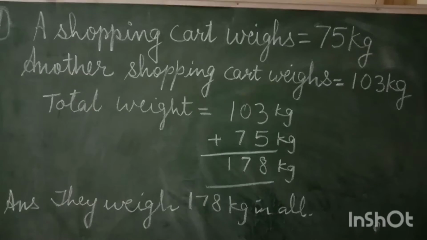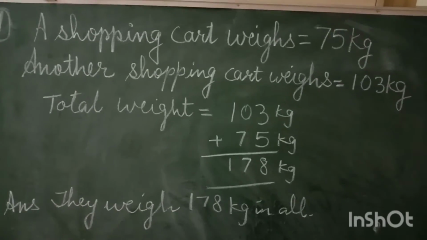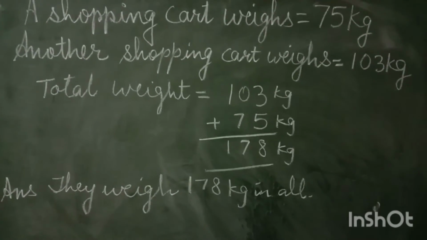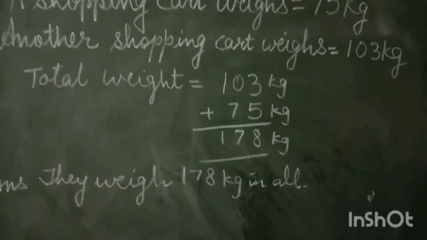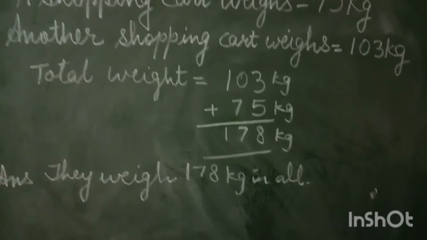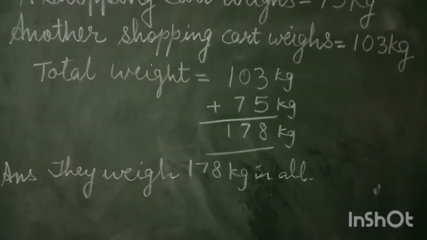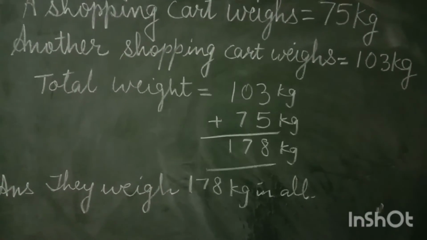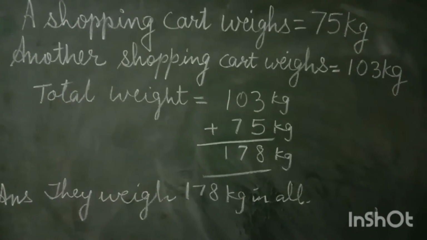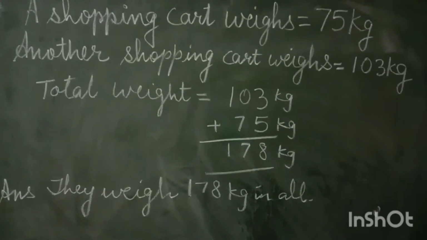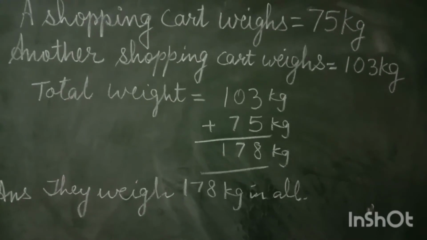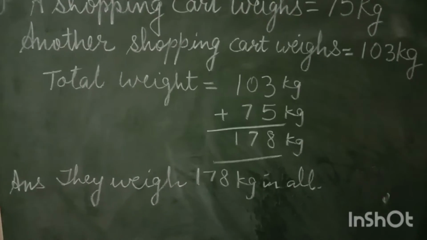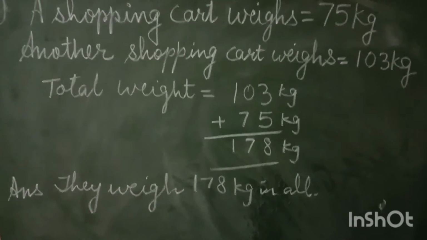Solution: a shopping cart weighs 75 kg, another shopping cart weighs 103 kg. So "in all" means you have to add. It is a very simple addition. So the answer is they weigh 178 kg in all. Beta, in this exercise addition and subtraction are all mixed. In the same question you may have to do addition, and in another question you can go for subtraction, depending on the question asked. So you have to understand the meaning of the question properly.